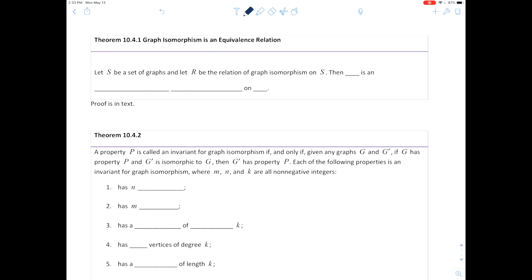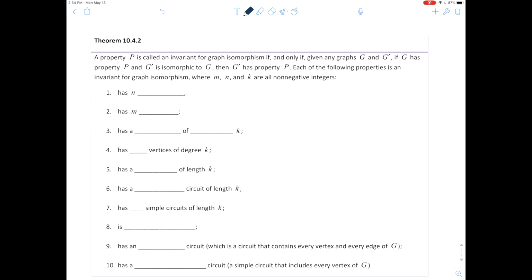All right, so let's look at a theorem, and the proof is in the text. I'm going to spend the time on examples. So graph isomorphism, it turns out, is an equivalence relation. So if we let S be a set of graphs and let R be the relation of graph isomorphism on S, then R is an equivalence relation on the set S. So for theorem 10.4.2, if you needed this for the final, I would provide this.